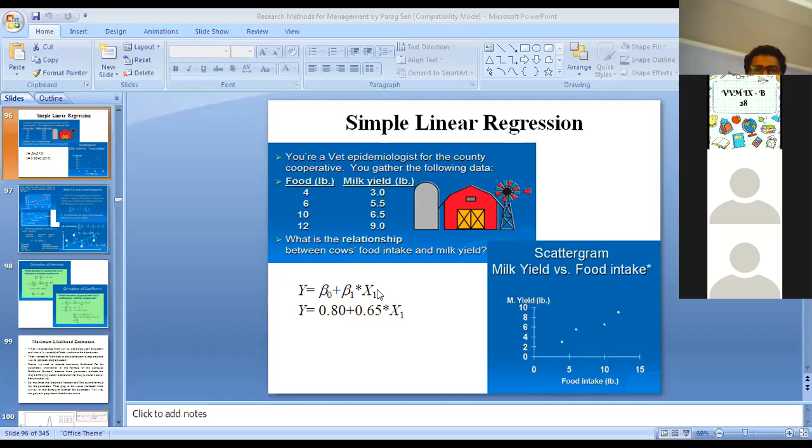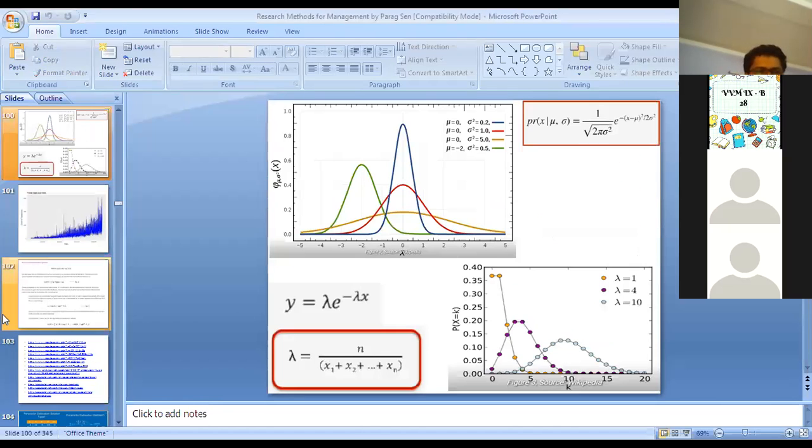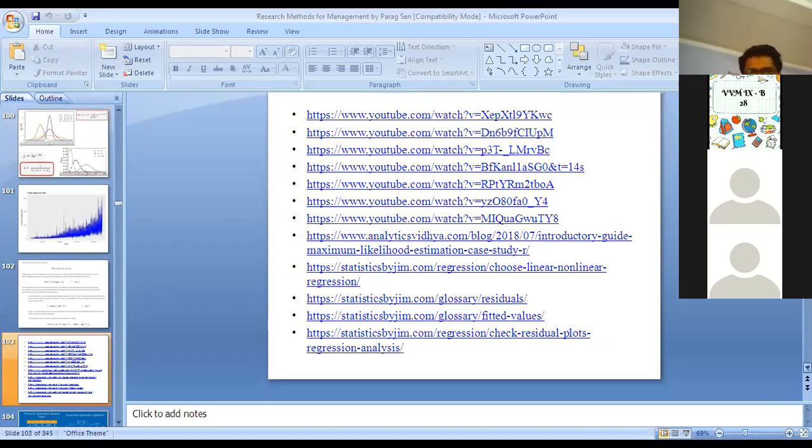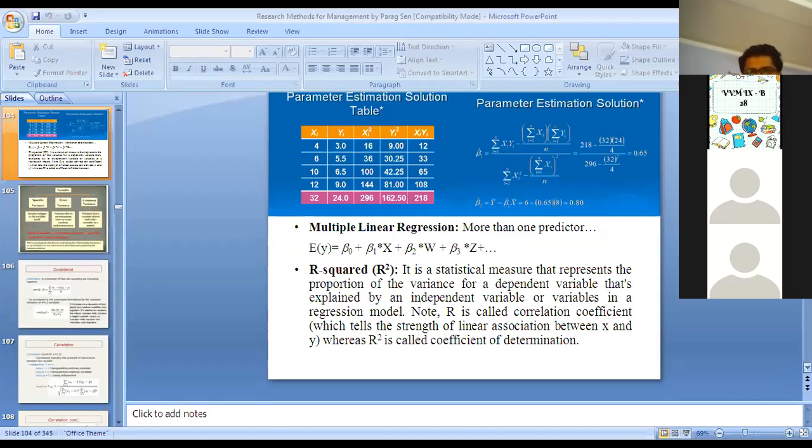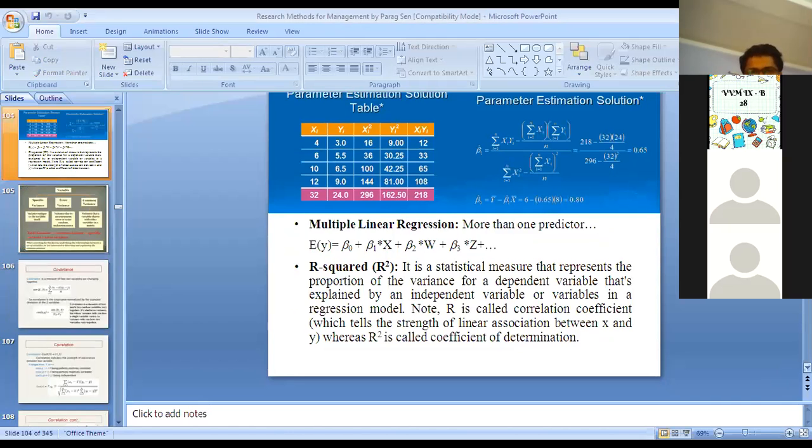Okay, and similarly in case of multiple linear regression also the concept is same in terms of the residuals and error. Now I am going to discuss some very important concepts, like how to determine the direction and the strength of the regression.